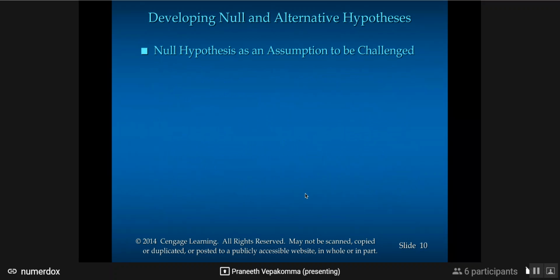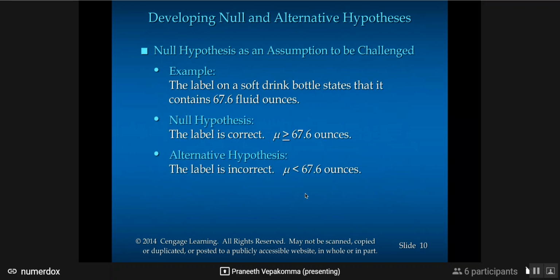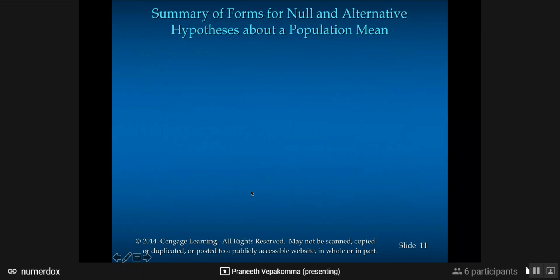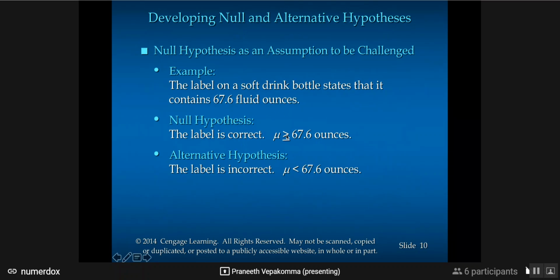Okay. Now we've done enough examples. One final example, right? The label on a soft drink bottle states that it contains 67.6 fluid ounces. Is the label correct or not? Right. Greater than or less than. This is known as a one-sided hypothesis because you're looking at greater than or less than. If you look at an interval, if you say it is between this value and that value, then it's called a two-sided hypothesis.